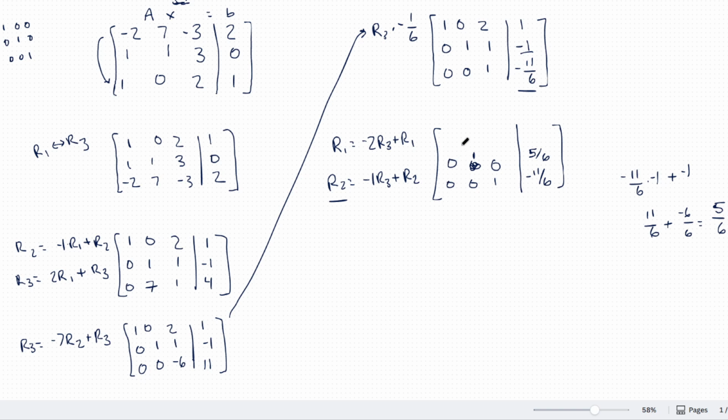We'll have, obviously, we'll have 1. This will be 0. We take negative 2 times 1, negative 2 plus 2, we'll have 0. And then for this one, we'll have fraction math over here. We'll do negative 11/6 times negative 2, plus our R1 value is 1. So we'll have 22 over 6 plus 6 over 6 is going to be 28 over 6. We can divide that by 2 to reduce it, and we'll get 14 over 3. So we have 14 thirds.